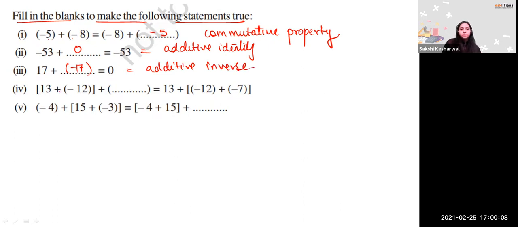Now it says that 13 plus minus 12 plus dash is equals to this. So you see there's only a change of position, like there's a bonding, like 13 and 12 bonded. Now your 13 is left out and 12 and 7 bonded up. So here, who will be left out? Only minus 7 will be left out, right? So this is called, beta, what? Associative property, right?